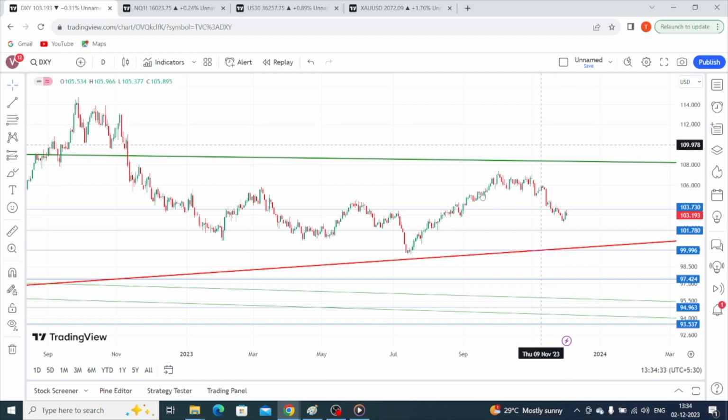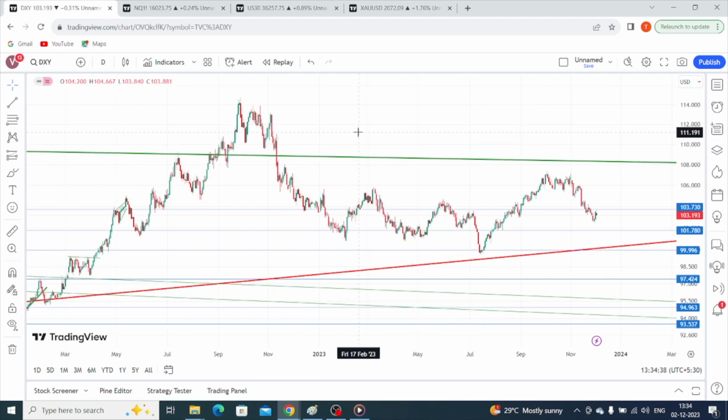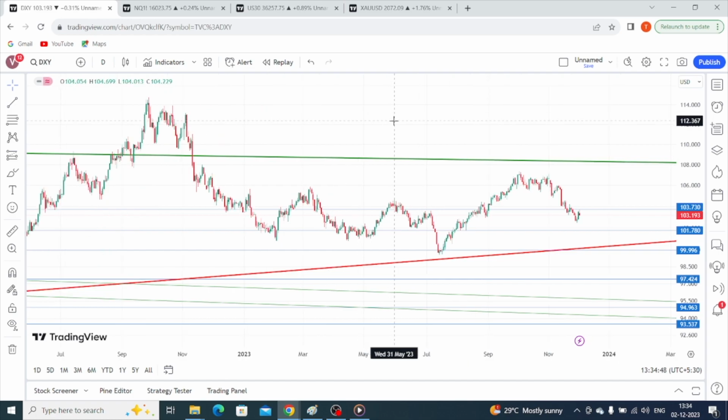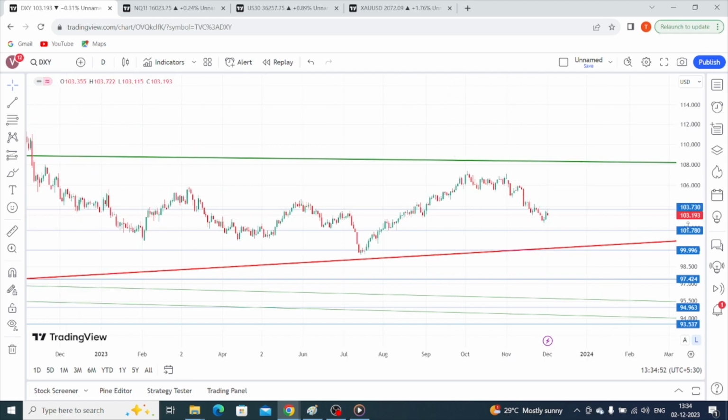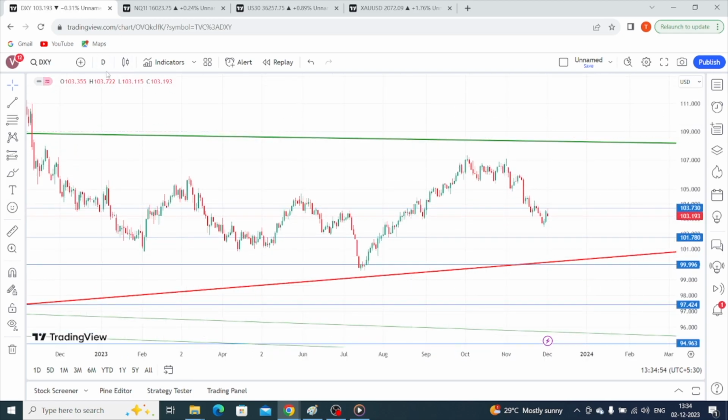So let's start. So this is the dollar index. I have opened the free version of TradingView because I know that most of you are using the free version. So for you all as well, I'm showing you this free version. So this is the dollar index chart. This is the daily chart, you can see.